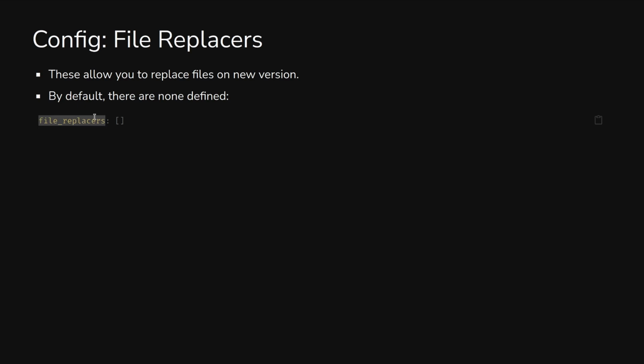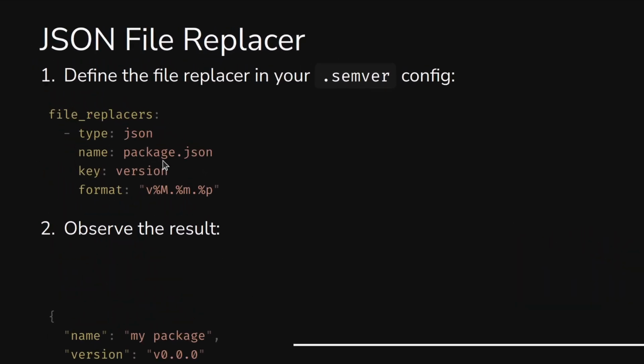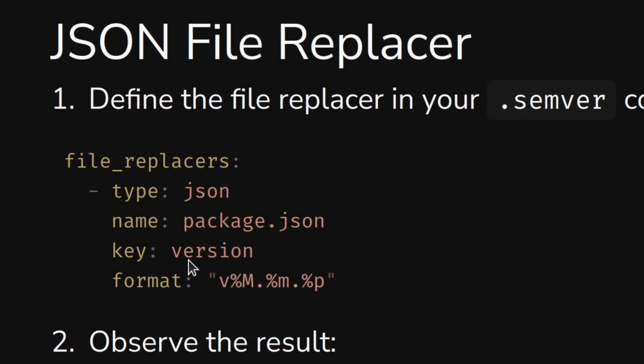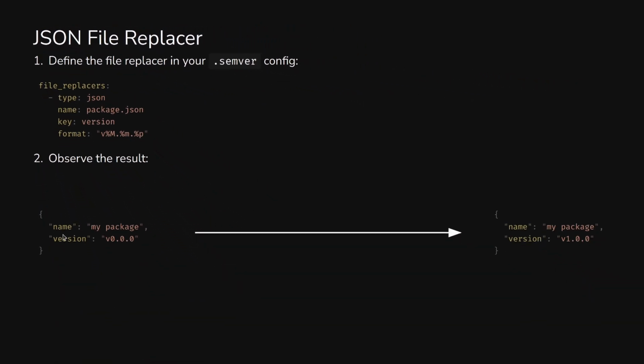File replacers. So these allow you to replace files when the new release is created. It does this alongside creating the new changelog, and then creates a git commit that gets pushed with your Semver user and token credentials. So by default, there's nothing, but if you want to replace a key inside of a JSON file, for example, package.json is a common use case, then you just specify that you would like to change the version key in there. You specify the format that you want it to have after the replace takes place, and then you can see what happens. Our JSON file on the left here, prior, it doesn't matter what it's set to, and then afterwards it gets rewritten to have that v1.0.0 tag, which is really nice.